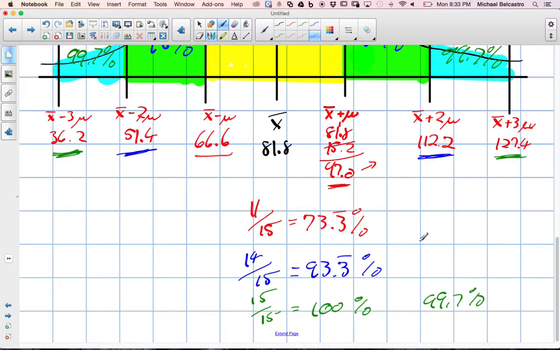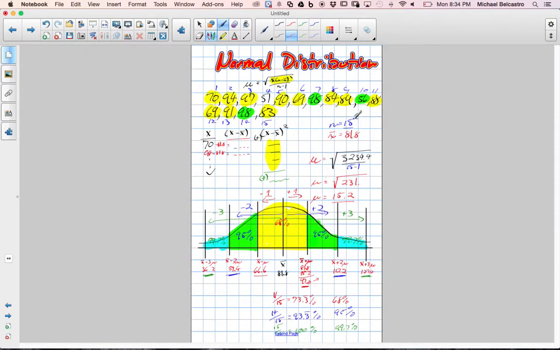So we're pretty close to a normal distribution here. That should have been 95, and this one should have been 68. Okay, so not bad. And the more data we get, we would assume that the closer we get to a normal distribution.